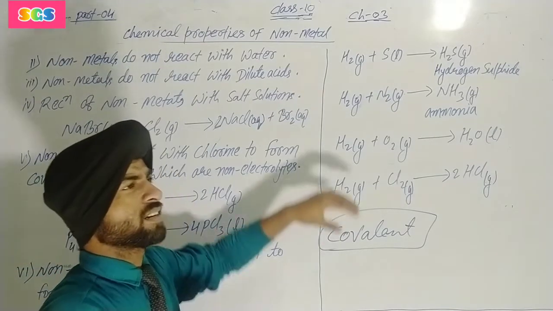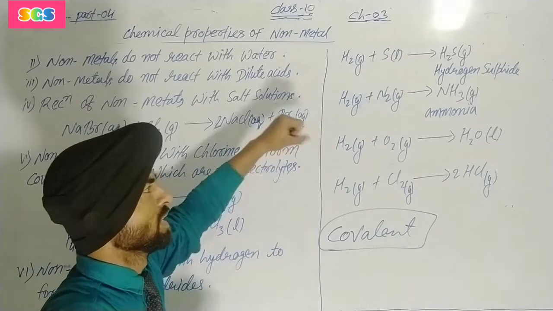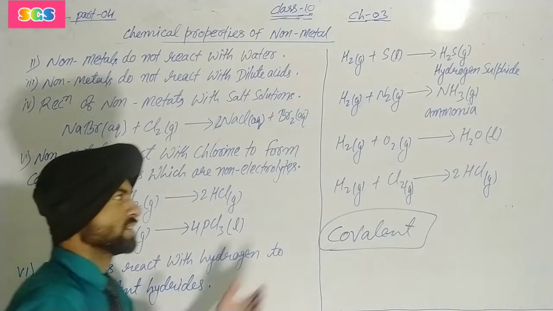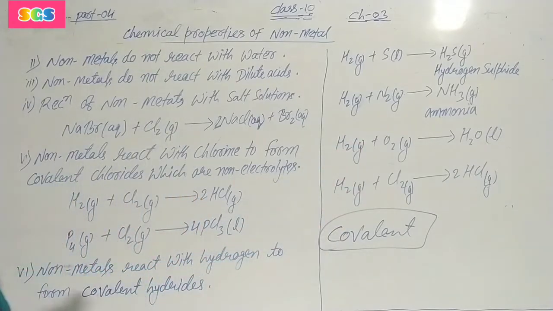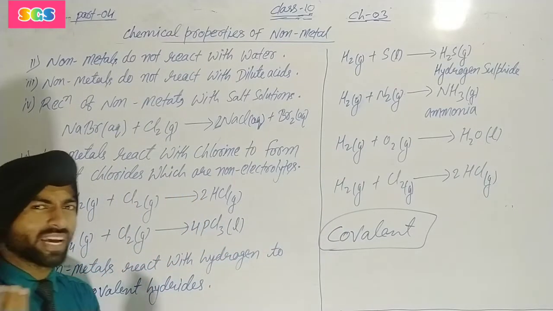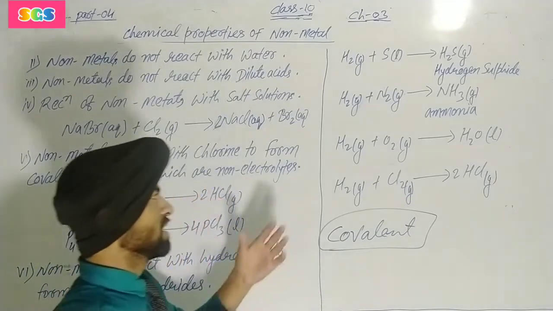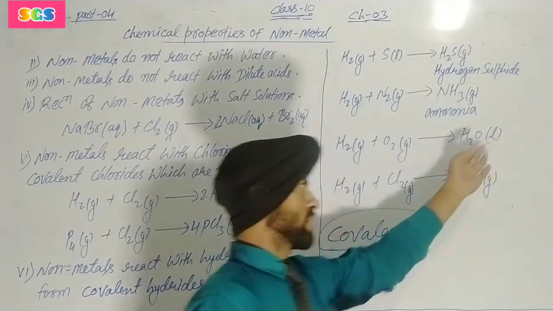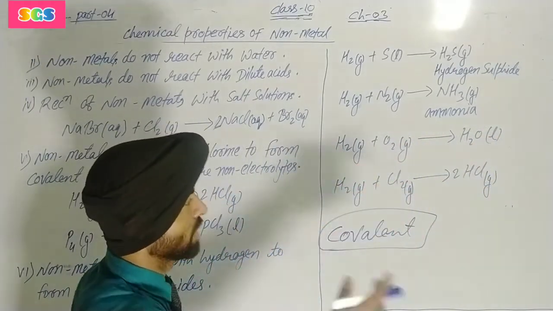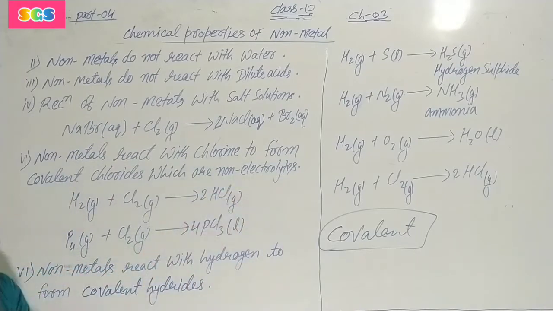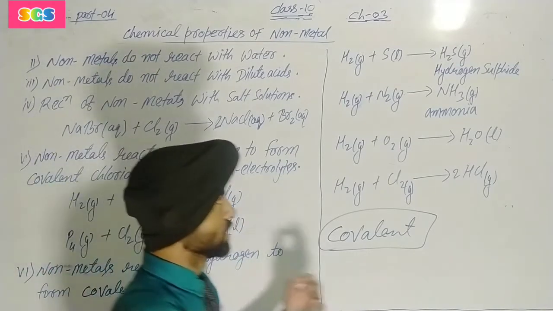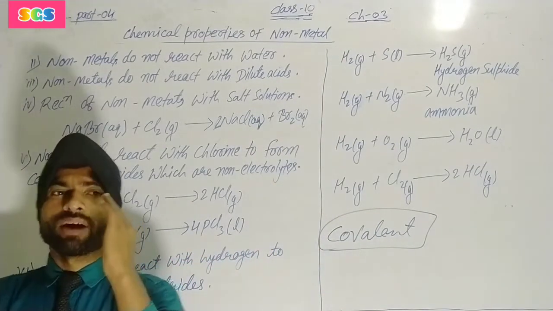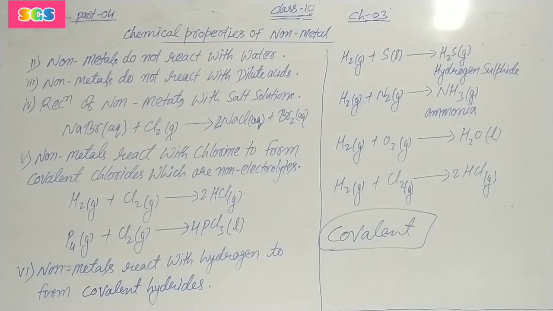Another reaction: nitrogen reacts with hydrogen, it will form what? Nitrogen hydride, which means it will form ammonia, NH3. Then hydrogen may react with oxygen to form hydrogen oxide, and with chlorine to form hydrogen chloride. HCl, H2O, NH3, H2S: these are the covalent hydrides of non-metals.